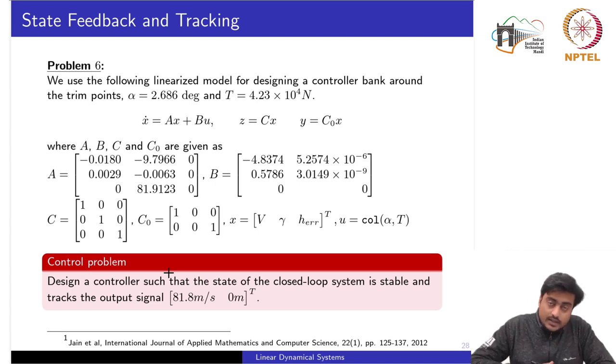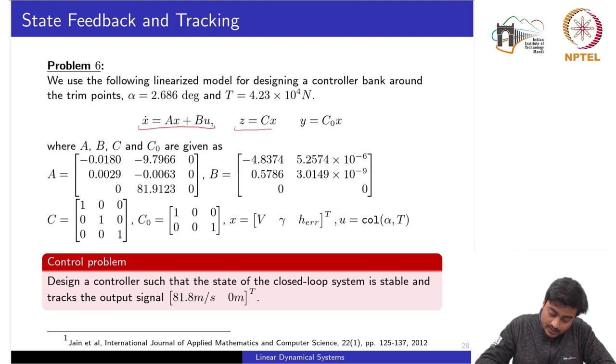Now here we are using the linearized model to design the controller, where the trim conditions are taken at alpha equal to 2.686 degrees, and the thrust has been taken as 4.23 × 10^4. So by using the MATLAB commands, you can compute the trim points of the nonlinear model, and around those trim points you can compute the linear state space equation, basically the A and B matrices for these trim points. Okay, so this is the nominal state space equation.